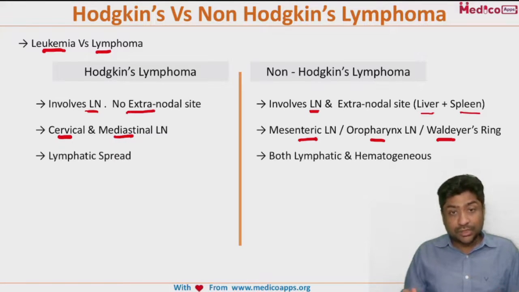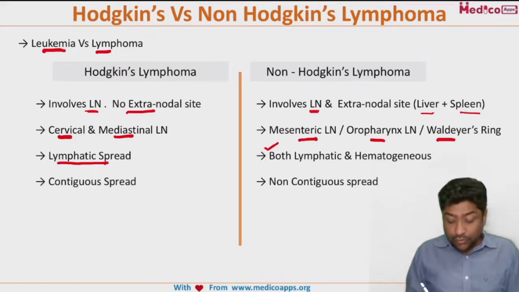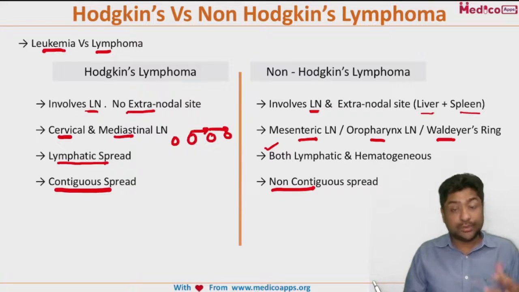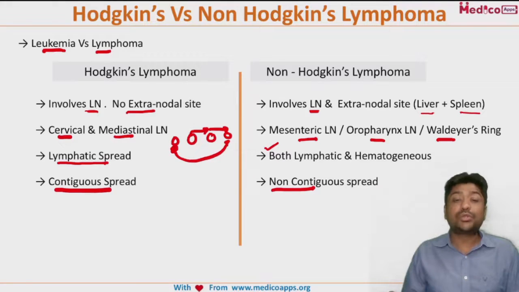So when we talk about Hodgkin's lymphoma, primarily it will spread with lymphatic spread. So there will not be any hematogenous spread in Hodgkin's lymphoma. But when we talk about non-Hodgkin's, the spread will be both lymphatic and hematogenous. Now this is a very important clinical manifestation that Hodgkin's lymphoma will show a contiguous spread, which means if these are a set of lymph nodes, from here it will go to this, then to this. Whereas non-Hodgkin's will be non-contiguous spread, which means if this lymph node is infected, directly this lymph node can be affected. So Hodgkin's lymphoma will show contiguous spread, whereas non-Hodgkin's lymphoma will show non-contiguous spread.